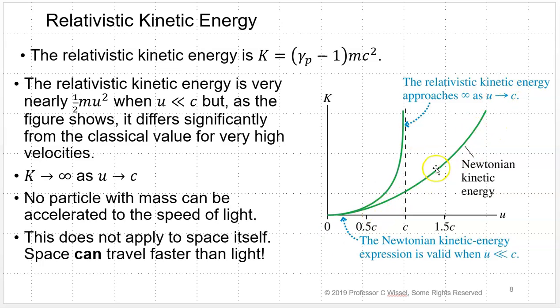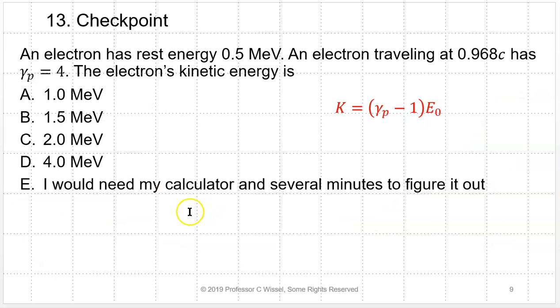So here's the Newtonian version of this. Here is the relativistic version. So this says kinetic energy approaches infinity as u approaches c. No particle with mass can be accelerated to the speed of light. This does not apply to space itself. Space can travel faster than light. If you're interested in that, Astronomy 111.